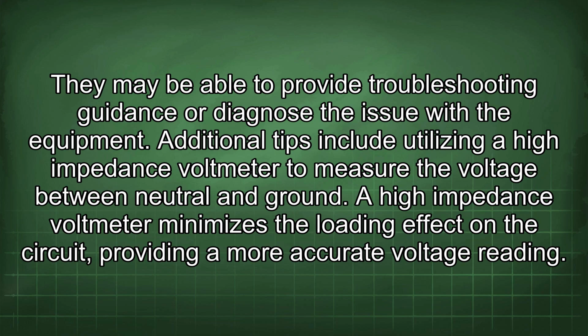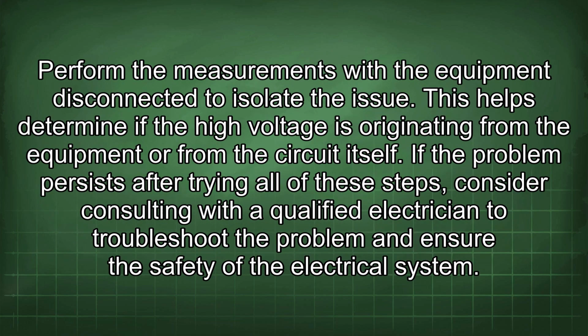Additional tips include utilizing a high impedance voltmeter to measure the voltage between neutral and ground. A high impedance voltmeter minimizes the loading effect in the circuit, providing a more accurate voltage reading. Perform the measurements with the equipment disconnected to isolate the issue. This helps determine if the high voltage is originating from the equipment or from the circuit itself.